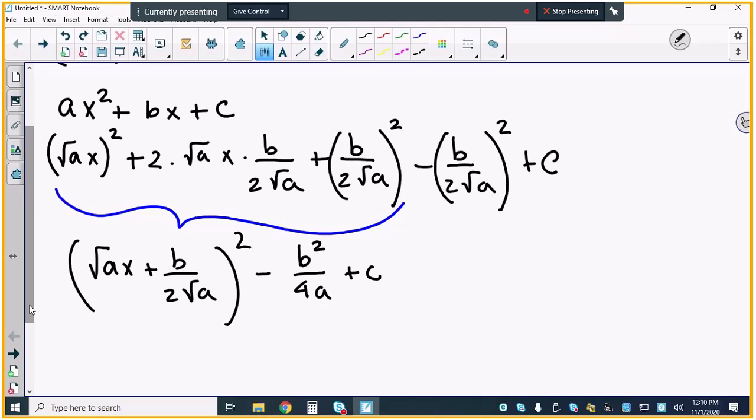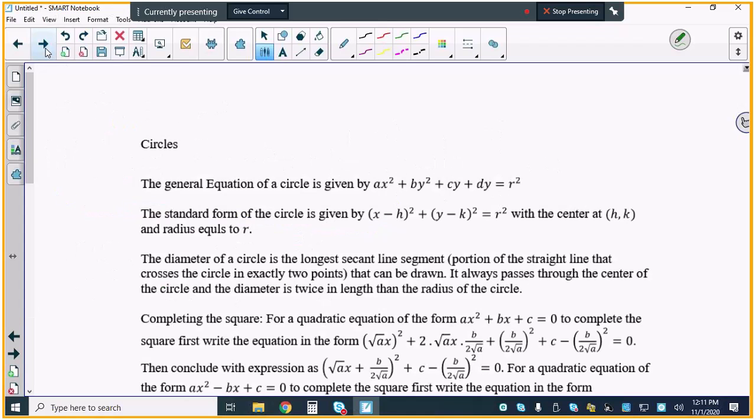Now, if we initially started with ax squared minus bx, then I will keep the entire work the same, except the middle term 2 times quantity 1 times quantity 2, I will make it minus, and inside the whole quantity squared, instead of plus, we will get a minus. So now, let's go to our lecture note and keep working on our problems.